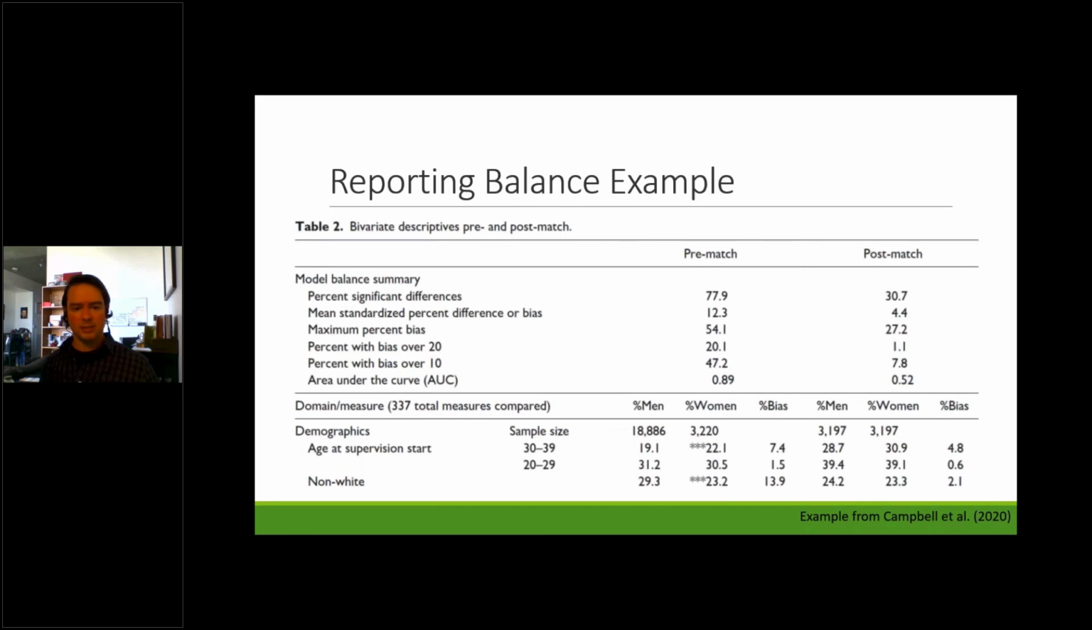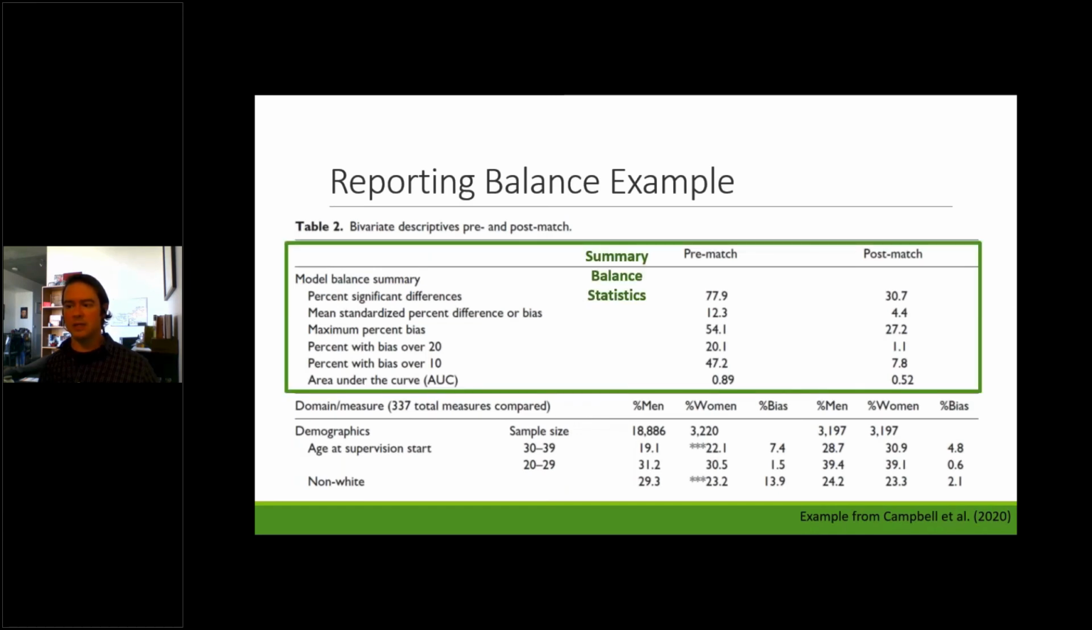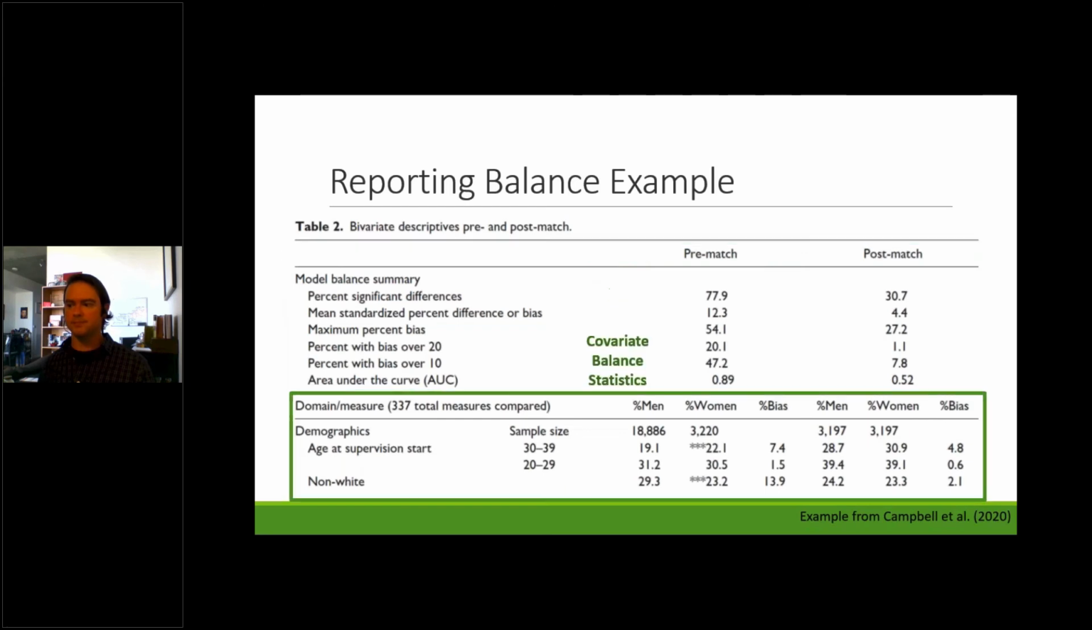So what does this look like? This is an example of how these two tables could be combined. So the top part here is the summary balance statistics that we provided, and this is from one of the examples that I'm also providing, as it's one of my studies that I recently got published. I've provided that and a few other examples in the zip files that are provided to you after the presentation. So this top part is the summary balance statistics that we just got done talking about, both pre and post match. And then below here, and this is only the top portion of that table, is the covariate balance statistics.